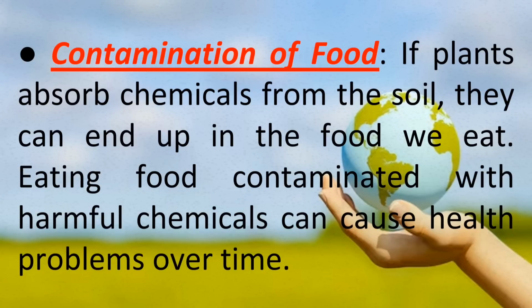Okay, next would be contamination of food. If plants absorb chemicals from the soil, they can end up in the food we eat. Eating food contaminated with harmful chemicals can cause health problems over time.